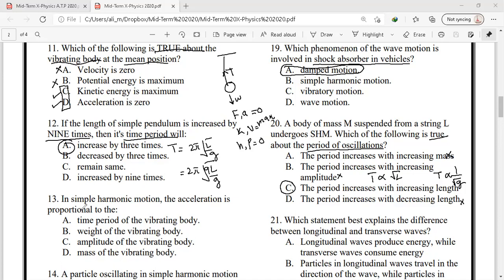In question number 13, simple harmonic motion, the acceleration is proportional to what? We have studied the basic characteristics of a simple harmonic motion. Among those, one of them was this: acceleration is directly proportional to negative of x, where x is the amplitude or the displacement of the vibrating body, while the negative sign shows that this acceleration is directed towards the mean position. So the correct option is option C, that is the amplitude of the vibrating body.